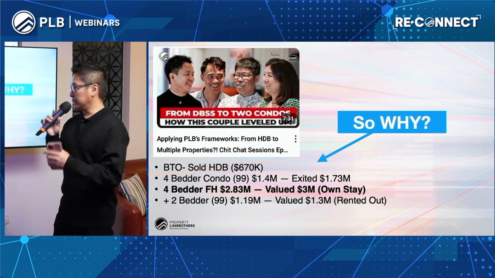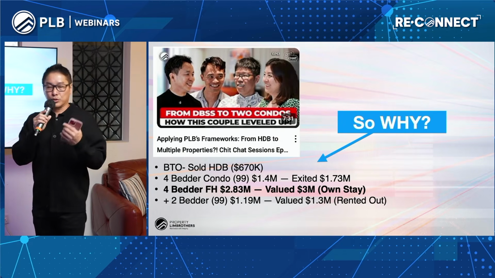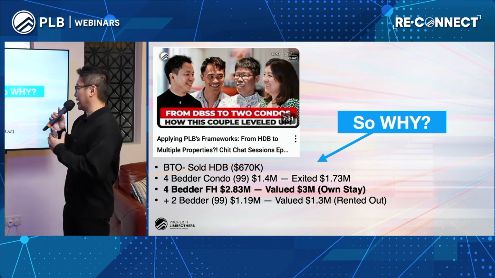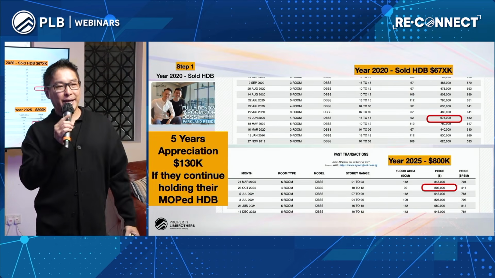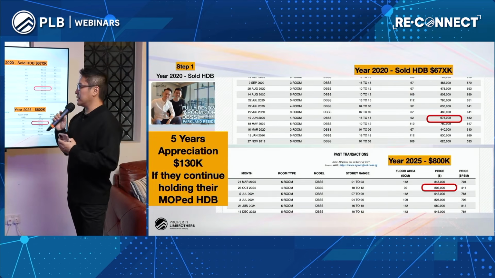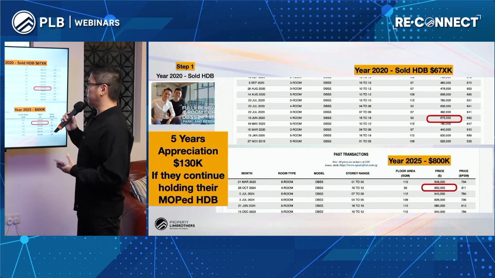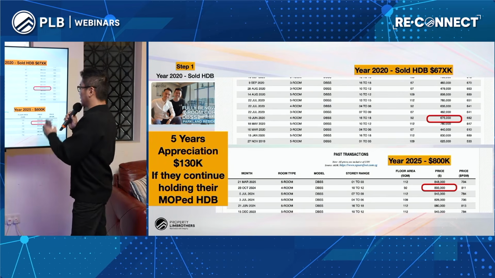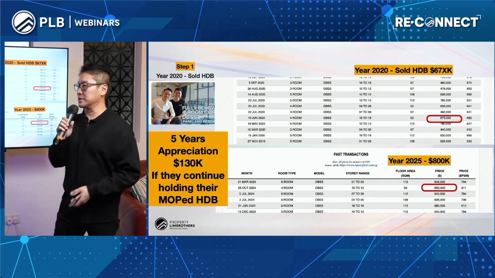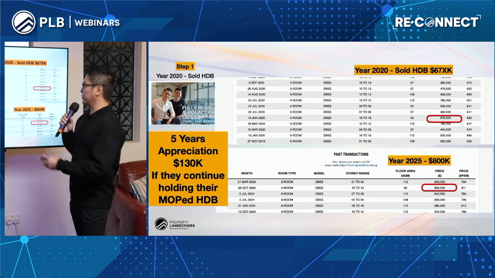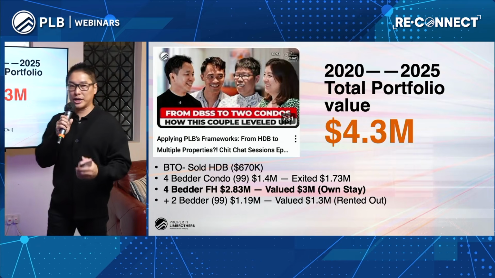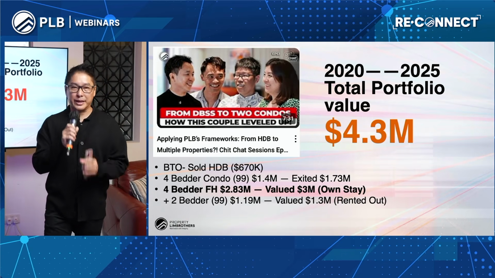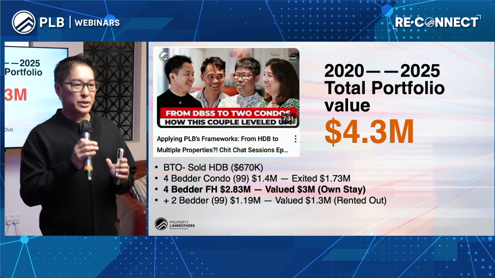That's for own stay, and this journey didn't stop there. They also bought a 2-bedder property valued at 1.19 million, which is now rented out, and the value now is 1.3 million. If you look at this journey, what if they hadn't done anything? If they had held on to their HDB for this duration, their property would have appreciated by an additional 800,000. But their journey, which started from an HDB property, increased their property portfolio to 4.3 million. So one decision makes a lot of difference in terms of their property holding.